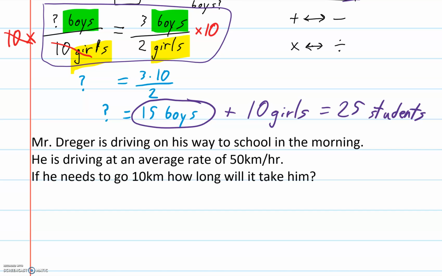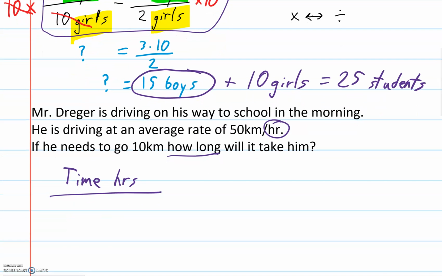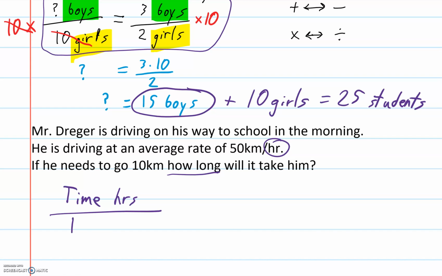So, we need to ask ourselves, what do we want to know? Well, we want to know the time. Okay? So it asks us how long. So what is the time taken? And how do we know what the unit is? Well, it's going to give us it over here. So time in hours. Okay? If he needs to go 10 kilometers, oh, so that's our known. He has to go 10 kilometers. It's known. How long will it take him?